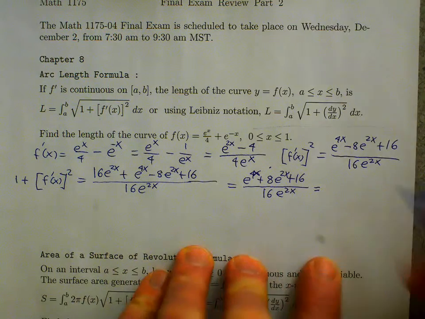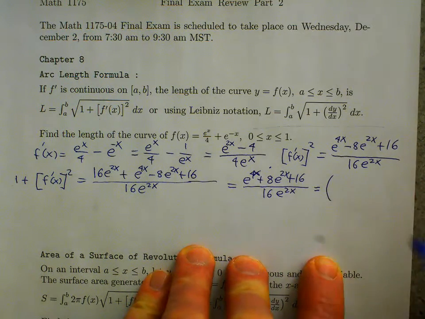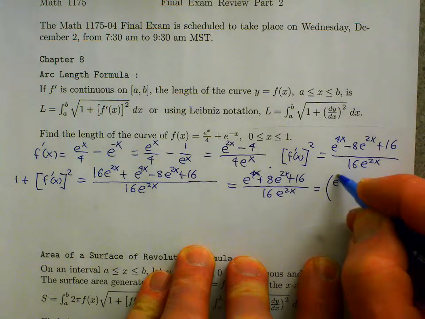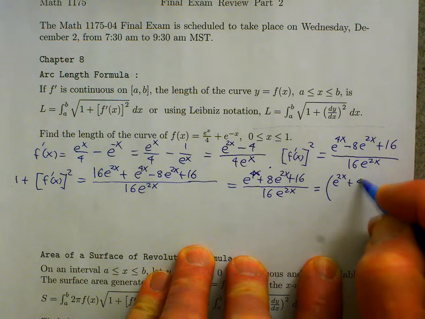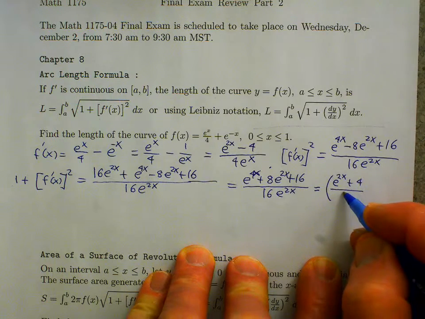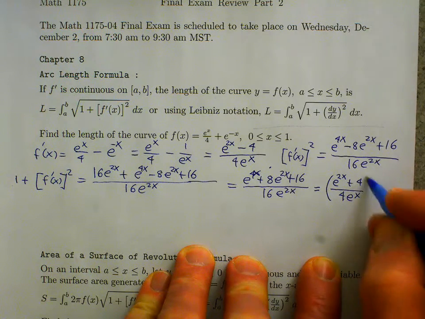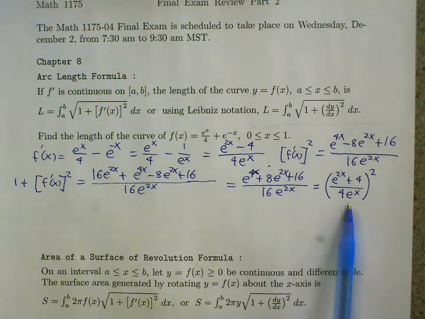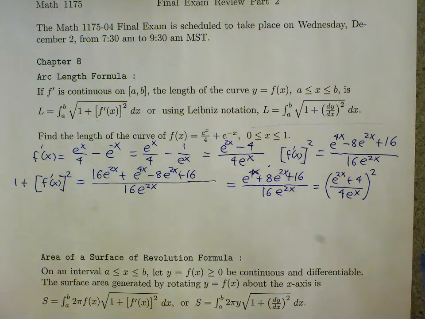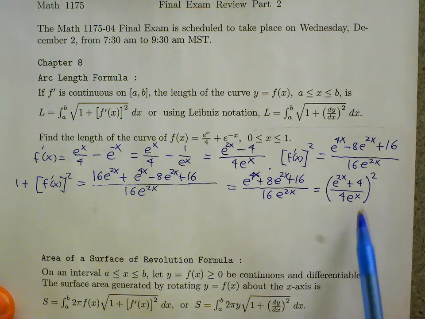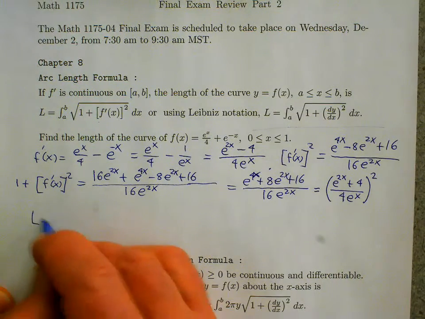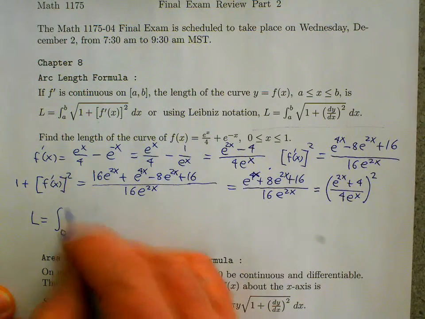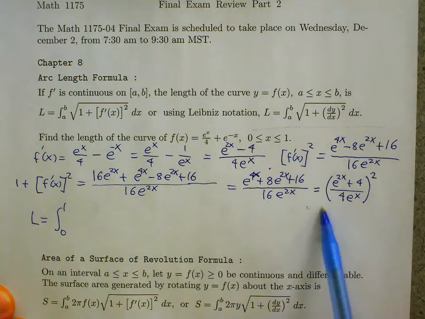So if we write this as e to the 2x plus 4 over 4e to the x quantity squared, this is the expression inside the square root. Okay, so when we take the square root of that, we'll just get the definite integral from 0 to 1 of the square root of that thing squared.